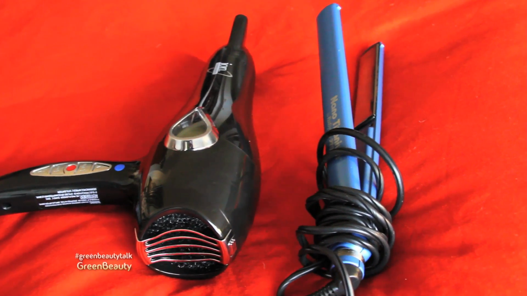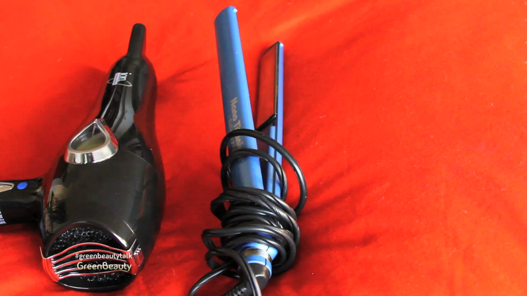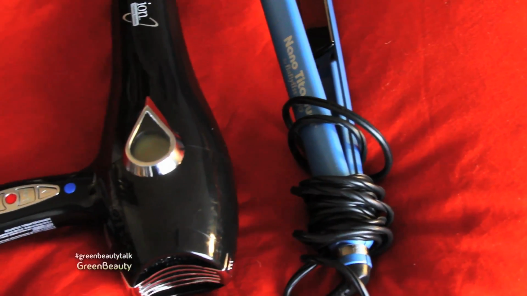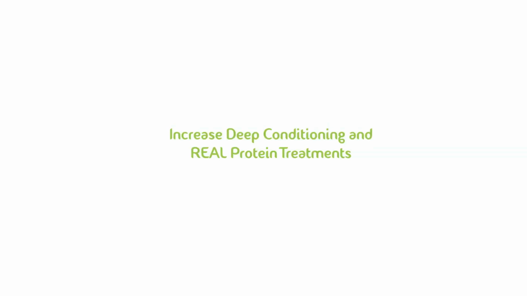This is pretty self-explanatory. The more heat and chemicals you use on your hair, the more cuticle damage you will have. And the more cuticle damage you have, the more split ends you'll get. And when you do decide to use heat, make sure to use a silicone-based heat protectant.